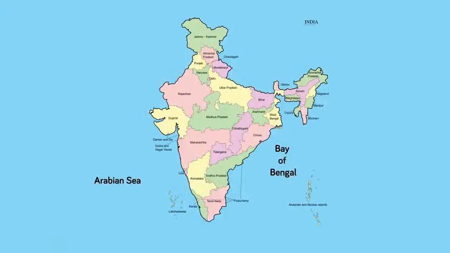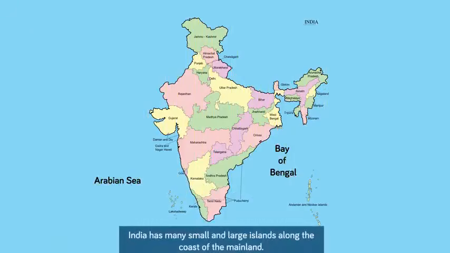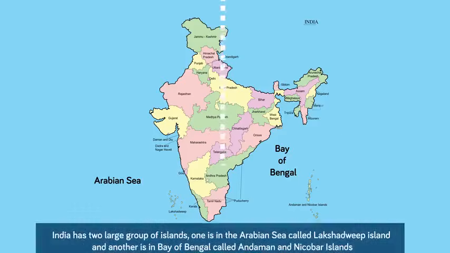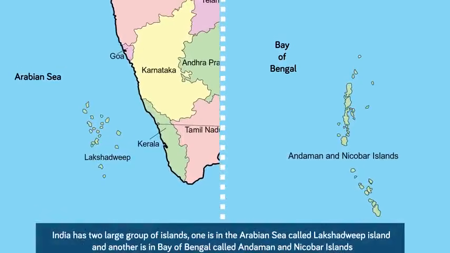We will now look at the island groups. India has many small and large islands along the coast of the mainland. India has two large groups of islands. One is in the Arabian Sea, called Lakshadweep Islands, and another is in the Bay of Bengal, called Andaman and Nicobar Islands.